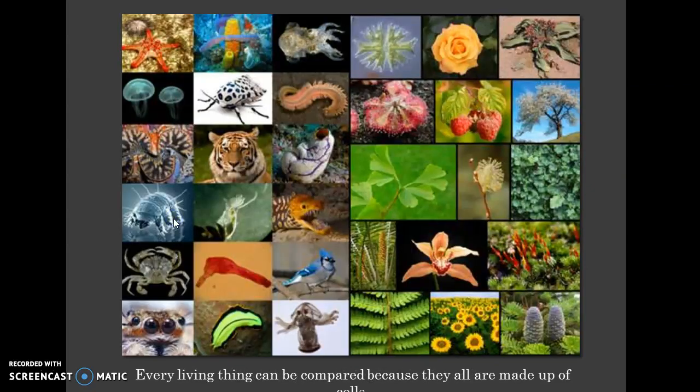Here's where I want to get back to comparing. Every last thing on this slide, from the strawberries to the bird to this nasty looking thing to the tiger, to everything on this page, is alive. And every last living thing on God's green earth is made up of cells. This tiger is made up of cells. This rose is made up of cells. This leaf is made up of cells. This crab is made up of cells. This, I don't even want to talk about that. It's nasty. But every last living thing is made up of cells. And that's how they can be compared. That's how they can be shown how they're alike.